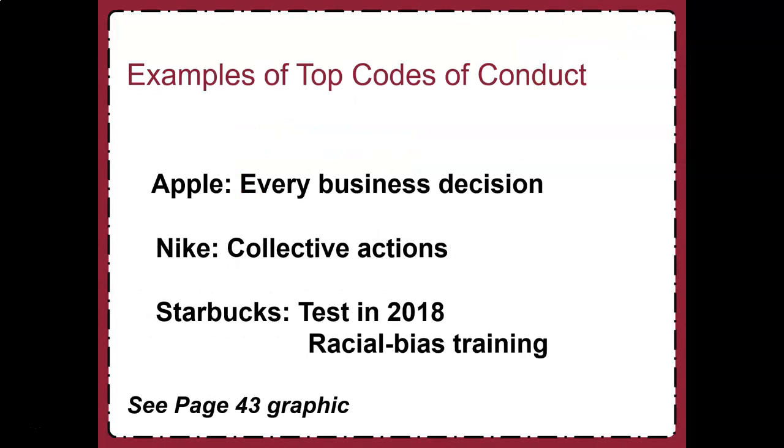Many companies now have codes of conduct, and three of the best are on page 43 of your book, and I encourage you to review them as you're reading. One of these companies, Starbucks, was tested on whether it stuck by its ethical behavior. Two black men were arrested for trespassing in one of the Starbucks stores or coffee houses in Philadelphia, Pennsylvania. This caused an uproar. Starbucks spent millions of dollars, closed stores, and put many, many people through racial bias training.